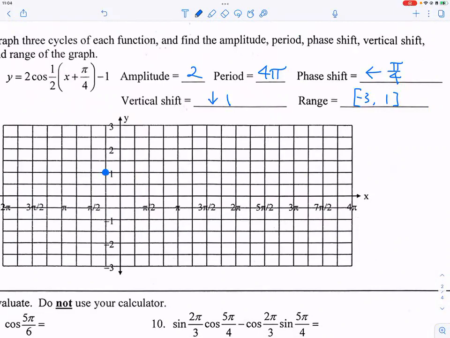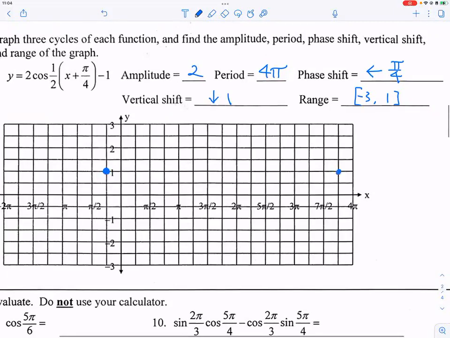Where's our next point? Now, this is how I'm going to describe it, my way. What I would say is, it's 1 square to the left of 4 pi, which is 4 pi units away from the first point. Got the second point. So this is a cosine function. So these 2 points are the highest points.